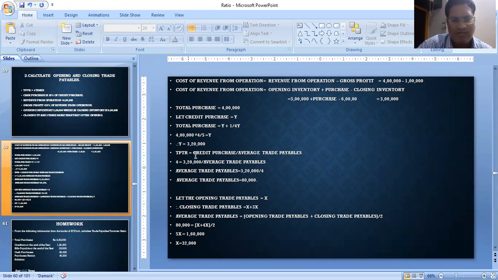Now this part which I was explaining to you: credit purchase divided by average trade payables. Credit purchase we have got 3,20,000, TPTR is 4, and average trade payables we are finding out, which is coming to be 80,000.